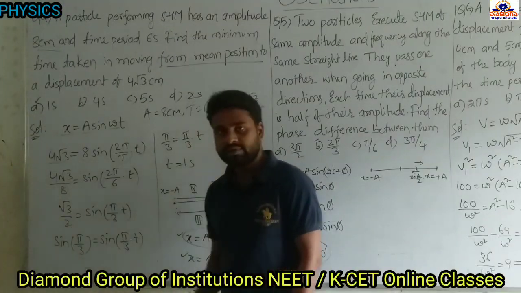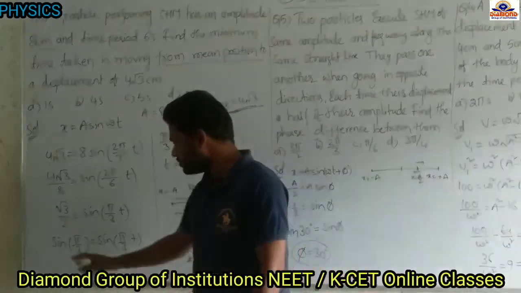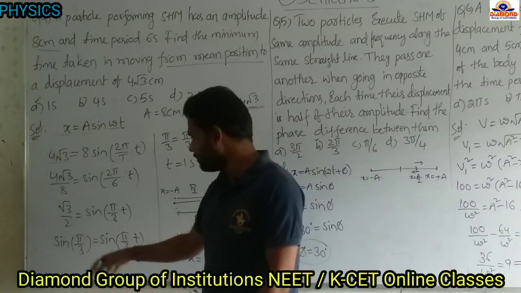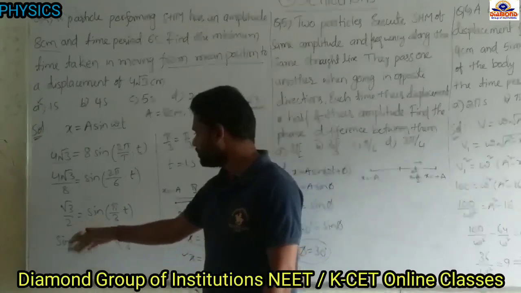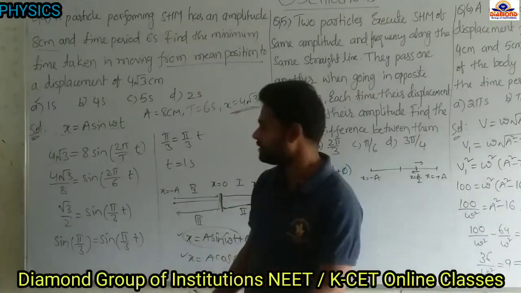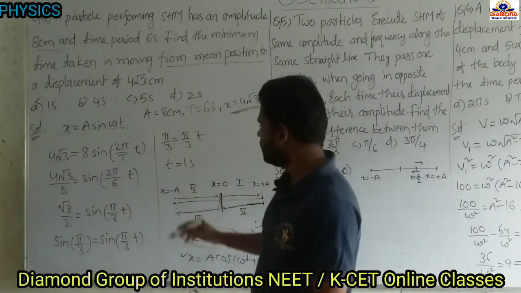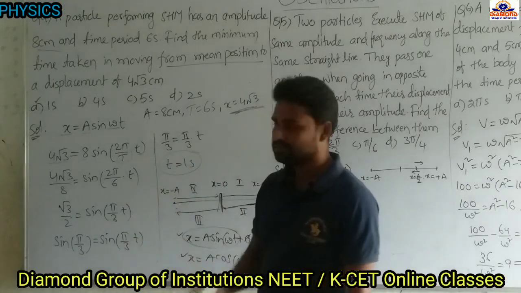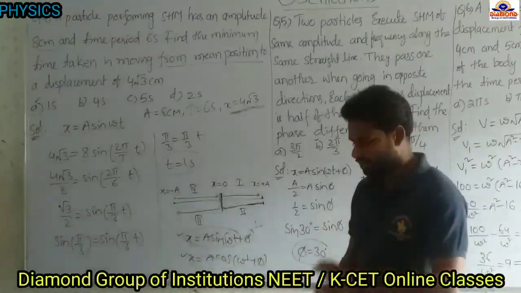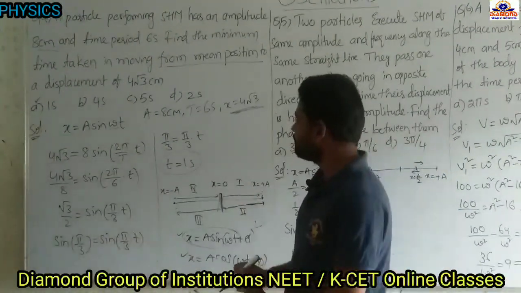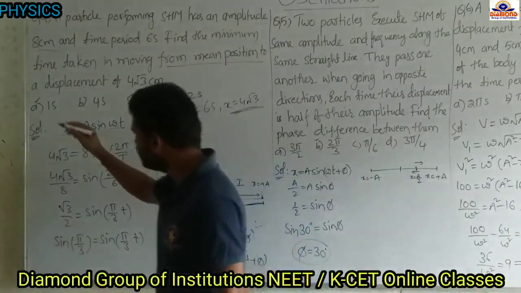In sin, when will we get root 3 by 2? Sin 60 value. So sin 60 means pi by 3. So sin(pi by 3) equal to sin(pi by 3 into t). Both sides are sin only, so equate the angles: pi by 3 equal to pi by 3 into t, so t equal to 1 second. Now see, 1 second is the right answer, option A is the right option.